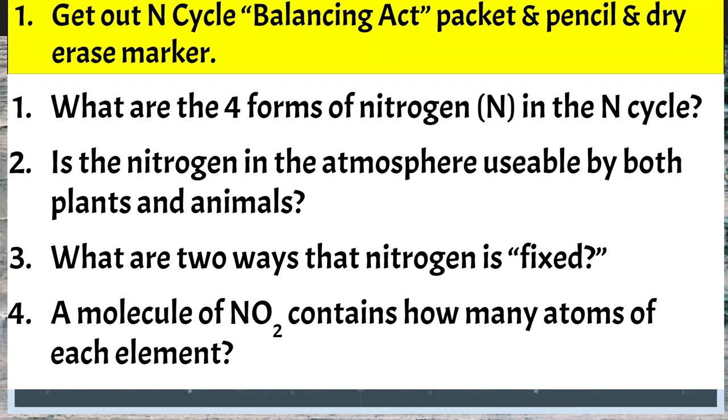All right, so these are your 4 warm-up questions. You can read them. I'll read them out loud. What are the 4 forms of nitrogen in the nitrogen cycle? Is the nitrogen in the atmosphere usable by both plants and animals? What are 2 ways that nitrogen is fixed? And a molecule of nitrite contains how many atoms of each element? So think about those. You can pause if you want to write down your answers in your notes. And I'm going to click on forward, and we're actually going to do some classroom updates, and then we'll go over these answers.